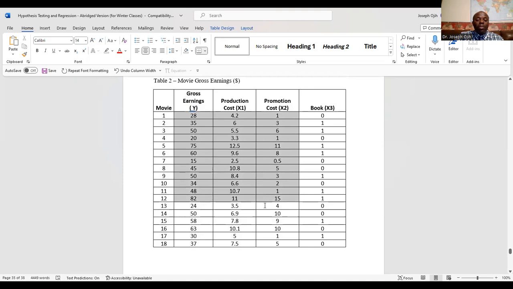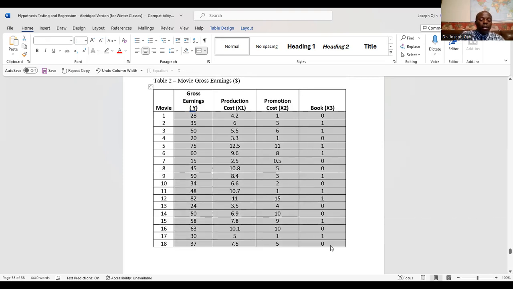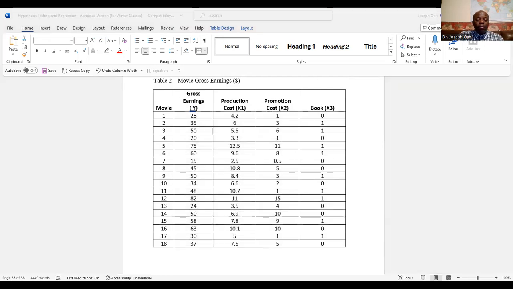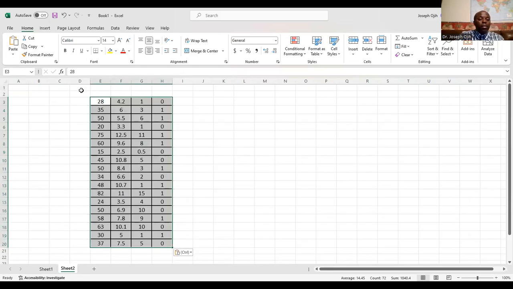So I'm going to copy from here. Do Control C. Now go to Excel. I'm going to open a new book and paste it here. Control V. Now we can type in the titles.